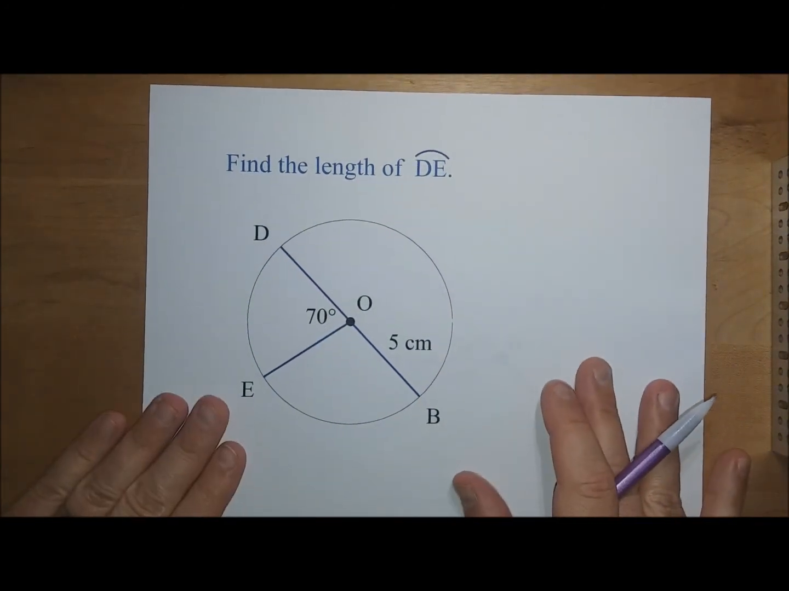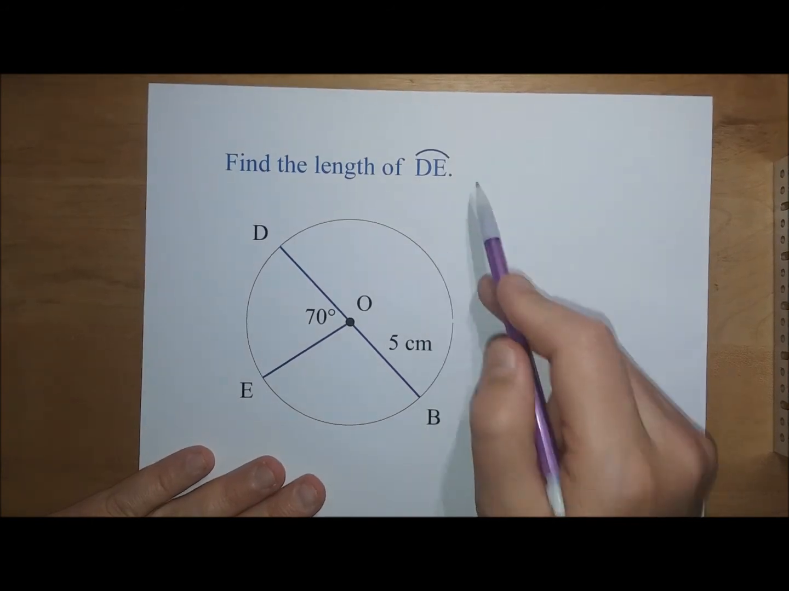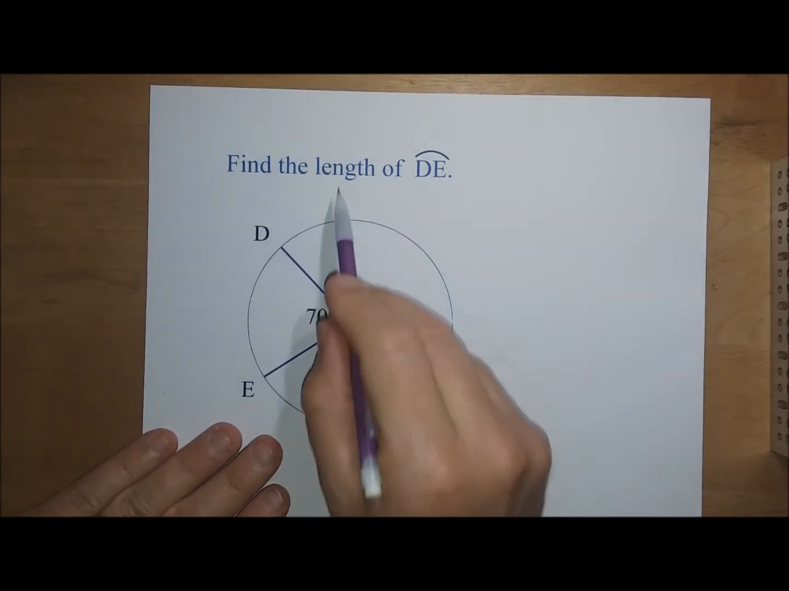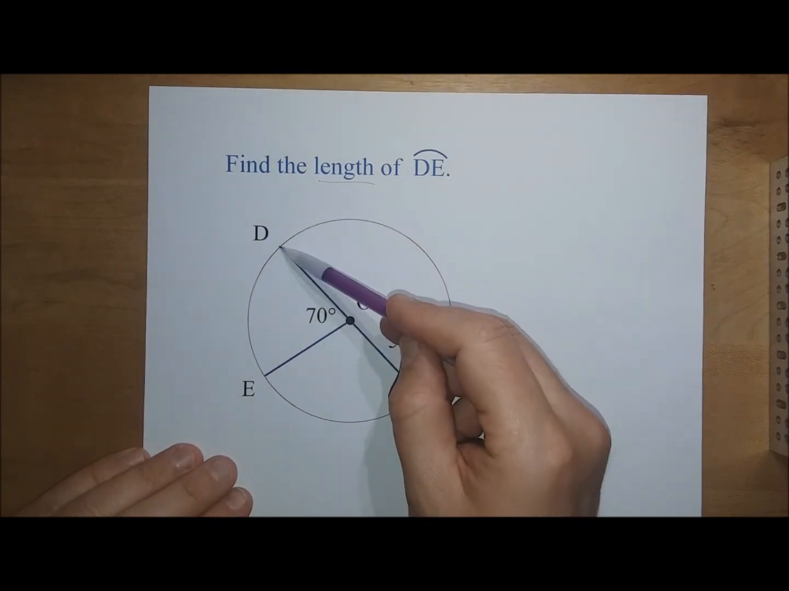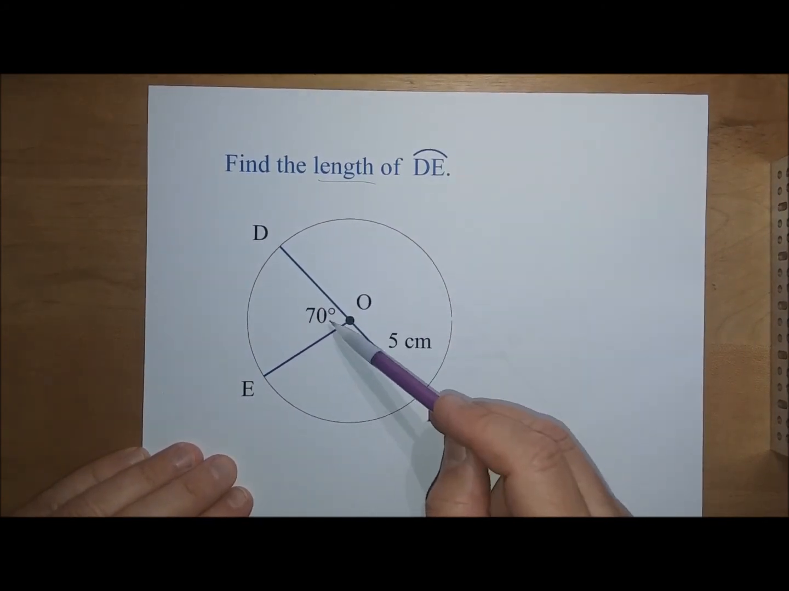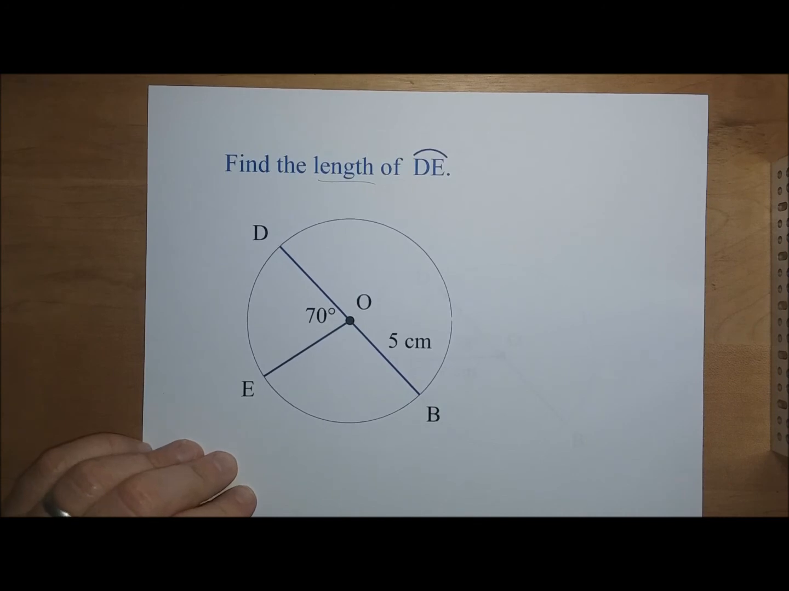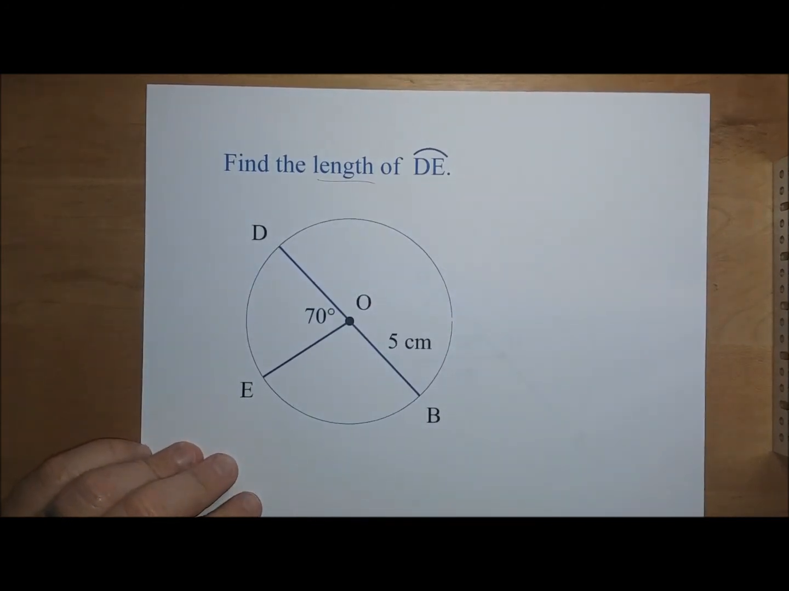Okay. Here, could we find the length of arc DE? Now, this time, be careful. They're asking for the length, not the angular measure. You can see arc DE, the angular measure, would be equal to its central angle, 70 degrees. But they want to know the length. How long is it? Okay, how am I going to figure that out?